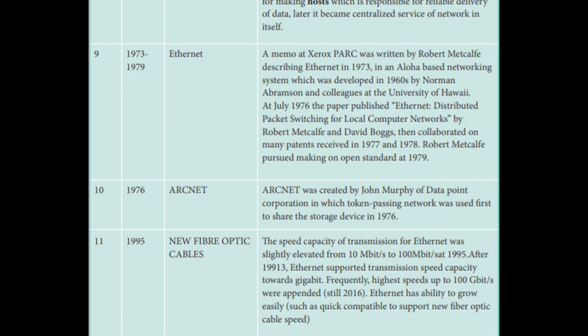After this, Ethernet supported the transmission speed capacity towards gigabytes. Frequently, highest speeds up to 100 gigabits per second were appended. Still in 2016, Ethernet has the ability to grow easily. That means such a quick compatibility to support new fiber optic cable speed.